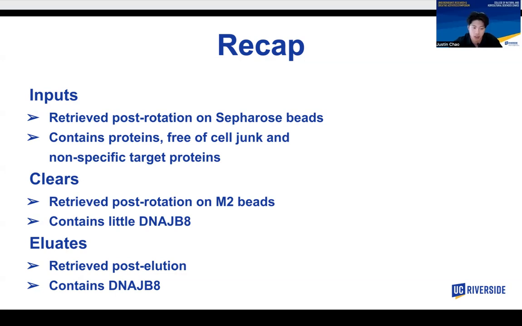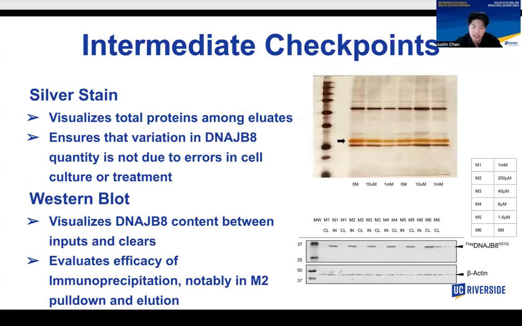Eluates are our last solution. These were retrieved post-elution when the M2 beads were boiled to release the DNAJB8s that they were previously bound to. Releasing them back into the solution allows the DNAJB8s to return back into our eluates that were then collected. With these 3 solutions, we can analyze them through a variety of analytical techniques.